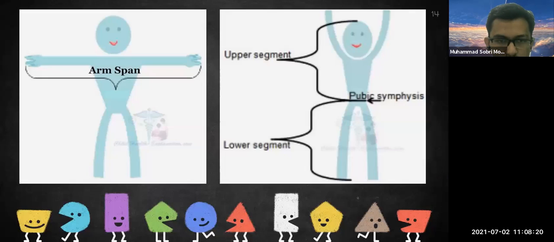So about the arm span, this is how we calculate the arm span. Also, how we calculate the upper segment and lower segment ratio. Arm span, also upper segment and lower segment ratio, is important in distinguishing whether the patient has a familial cause of short stature, or whether there is a pathological or acquired cause of short stature. You can read about it more later.